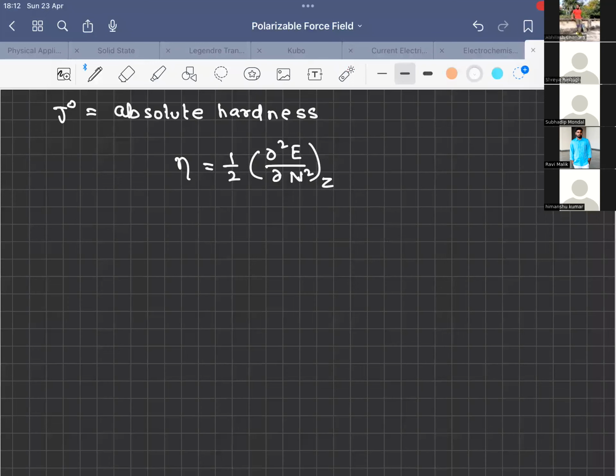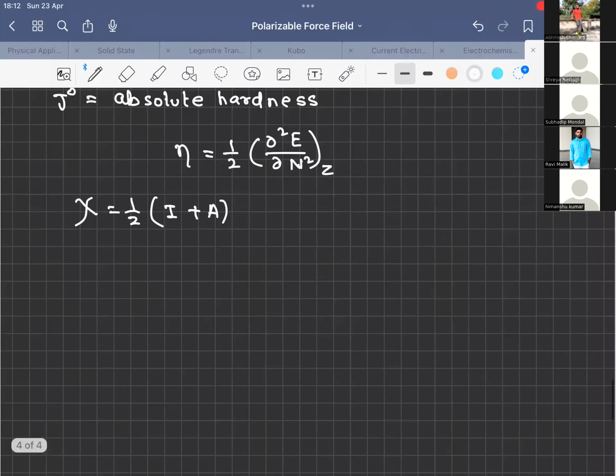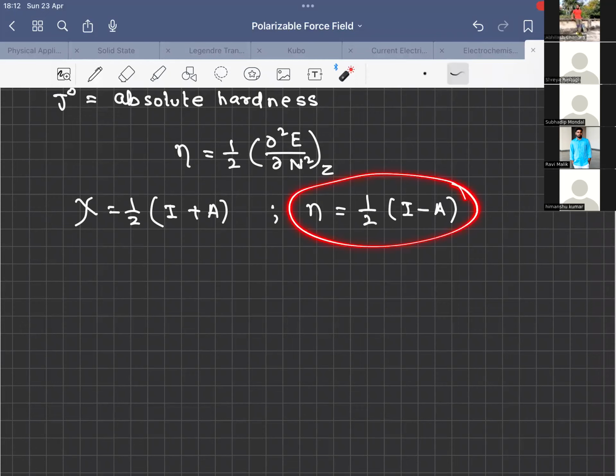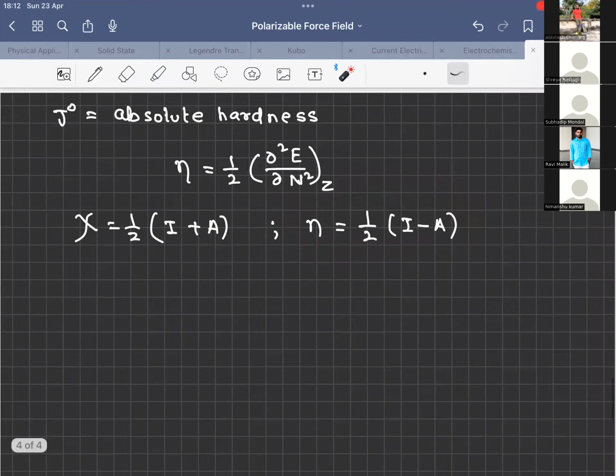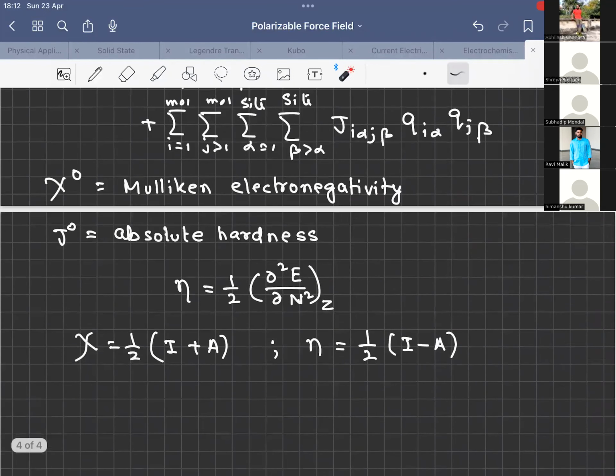But there is Mulliken's expression: as we know, the electronegativity in Mulliken's definition we can calculate as half of I plus A, where I is the ionization energy and A is the electron affinity. In this context, we can calculate the absolute hardness η as half of I minus A. So you can calculate η this way, or if you know the electronic ground state energy. And here also, in this fluctuating charge method, it is done self-consistently on each nuclear environment.